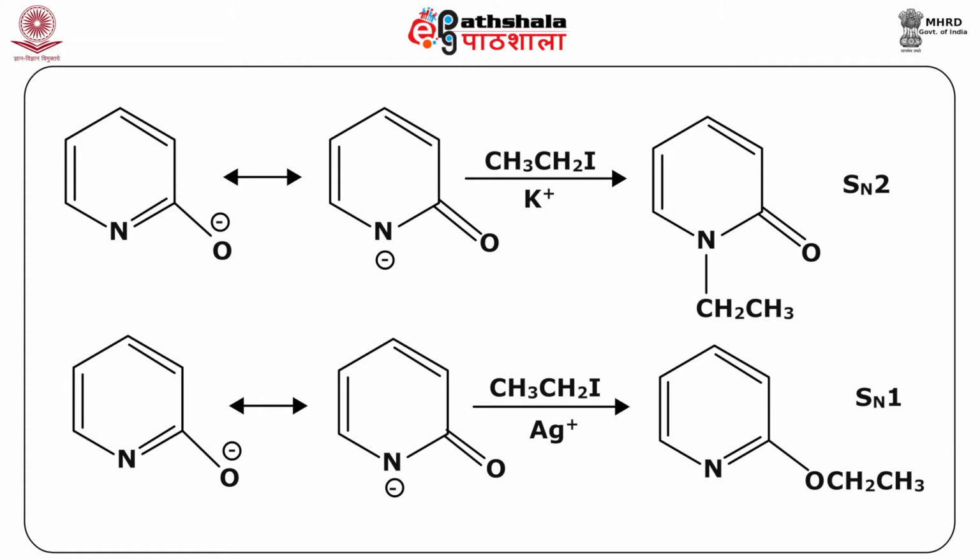On the other hand, if instead of K the counter ion is silver cation, then due to the ability of Ag+, because it is a softer acid, to coordinate with the leaving group iodide ion, which is again a softer base, the reaction was found to favor the SN1 mechanism, and therefore the O-acylation product, 80% in yield, was obtained thus as a major product.